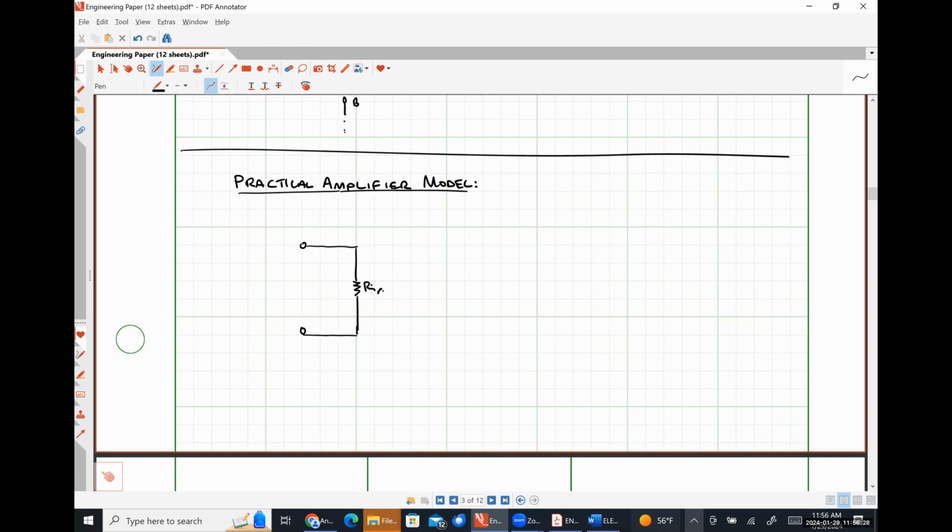So we had some input resistance. These were the terminals across which we applied our input voltage. And then we had our voltage gain multiplied by our input voltage. Here's a resistance R out. And here is our output voltage, V out.